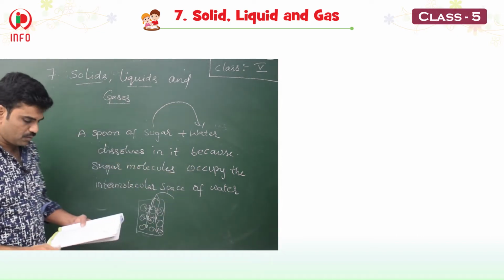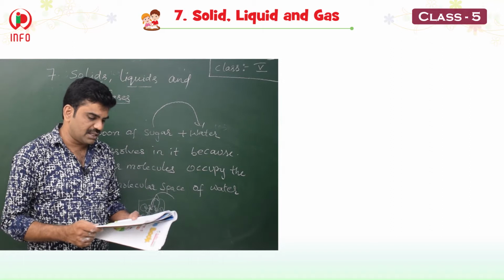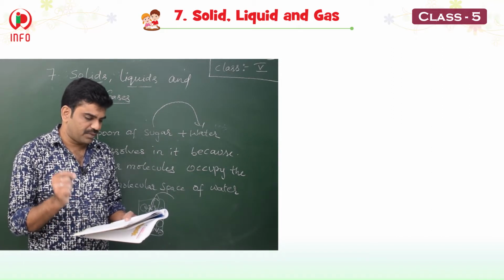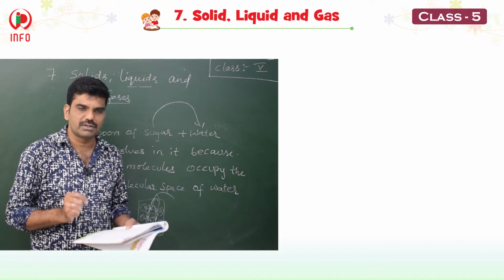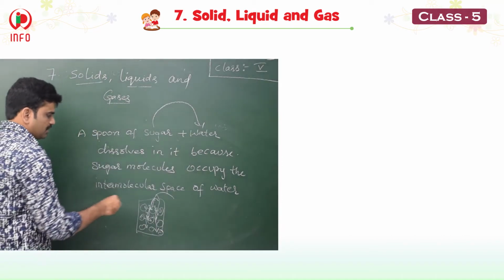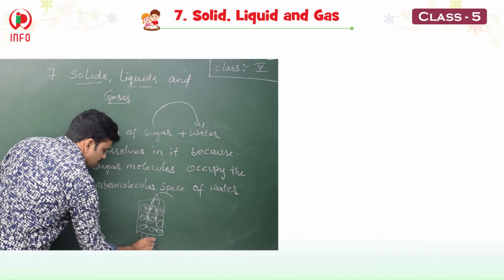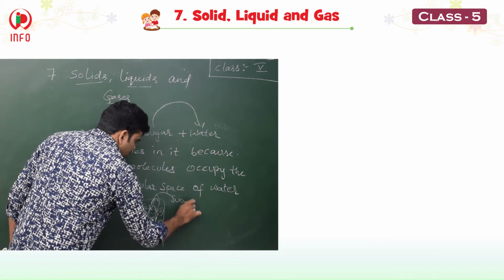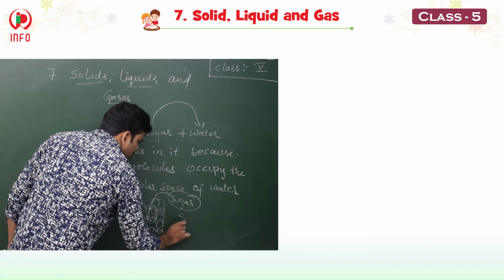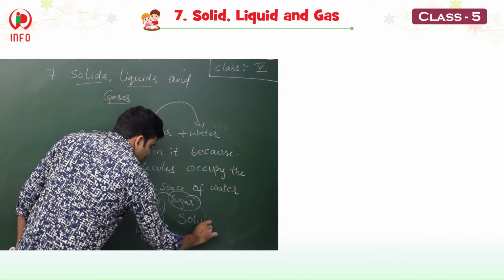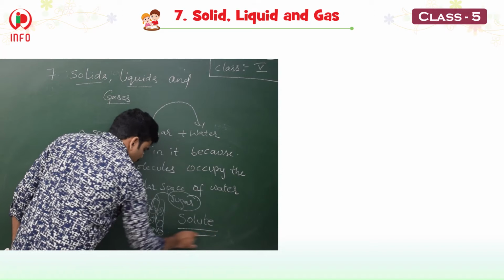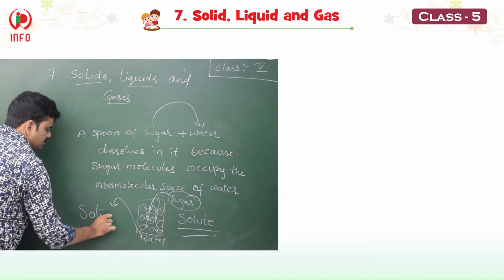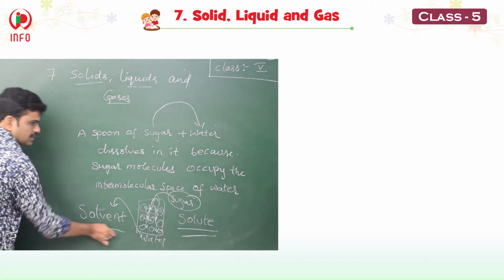space of water. Water is the solvent. Here see, sugar is the solute that dissolves in water. So, this is water and we are adding sugar. So, this sugar is called the solute. Water is called the solvent.